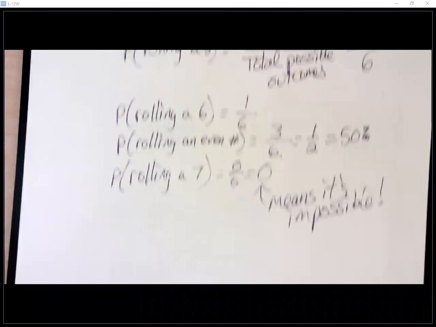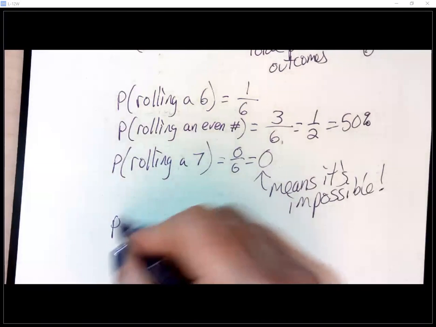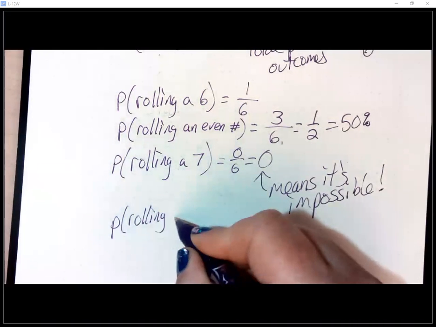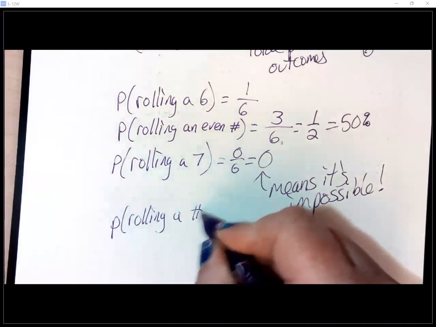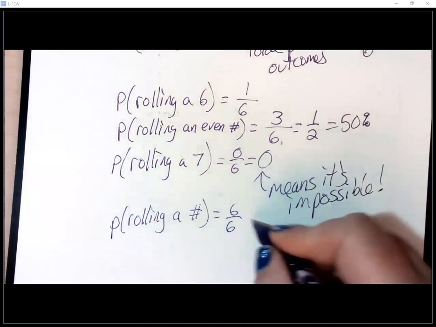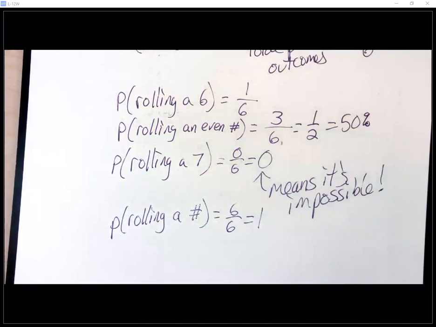What would the probability of me rolling a number be? 100%. Here it's 6 out of 6, right? No matter what I roll, I'm gonna get a number. So that would be a 6 out of 6 or 1. So if I get a probability of 1, that means it's definitely going to happen.